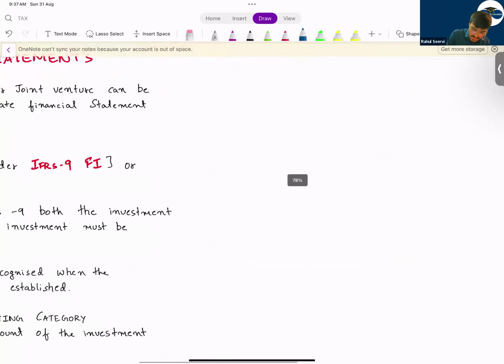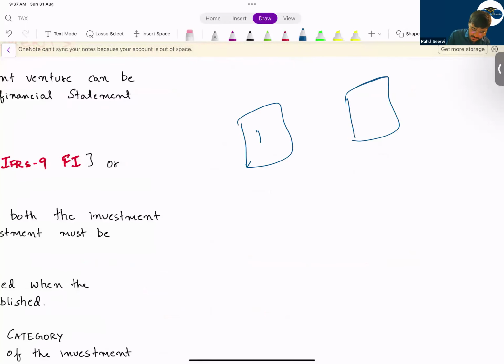Understanding. This is Reliance company. In the class, we have taken this example, Reliance and Jio. Now, Reliance company will prepare its financial statements. Jio company also will prepare its financial statements. These financial statements are known as individual financial statements.